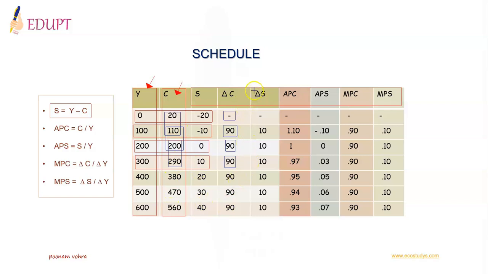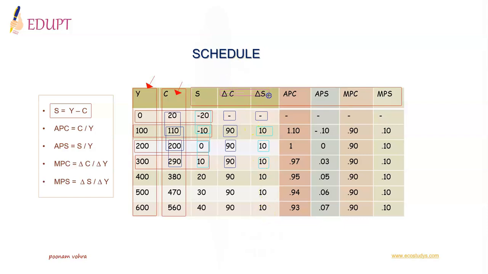One can find delta S also. Delta S is not defined when income is 0. After that, it is minus 10 by minus 20, 10. 0 and minus 10, 10. 10 and minus 0, 10. Similarly, one can find that delta S is 10 in each case.